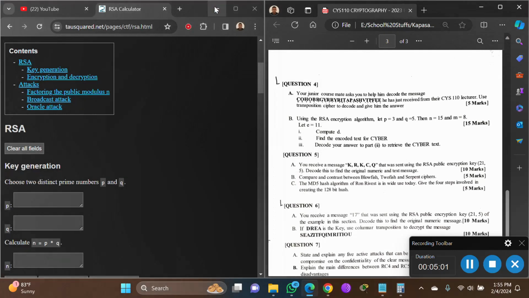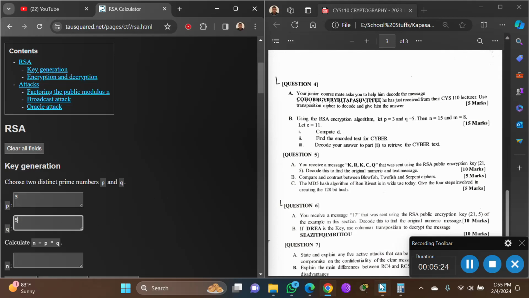I'll just minimize this. Remember, this question is saying that we should use RSA. As you can see, this is the RSA encryption algorithm. So let P be equal to 3, so we put 3. Then they are saying Q 5, so where there's Q, you put 5.